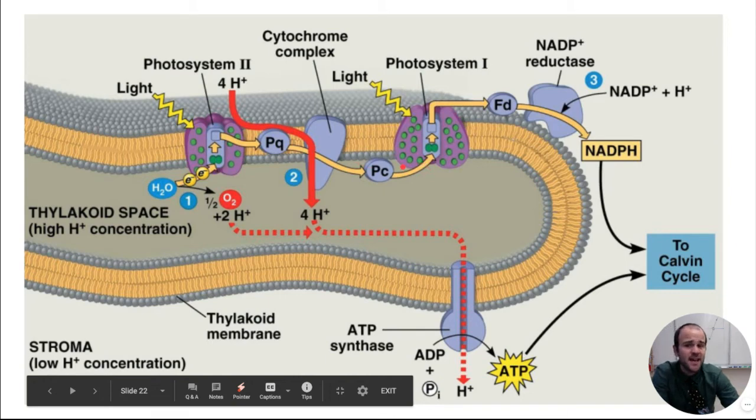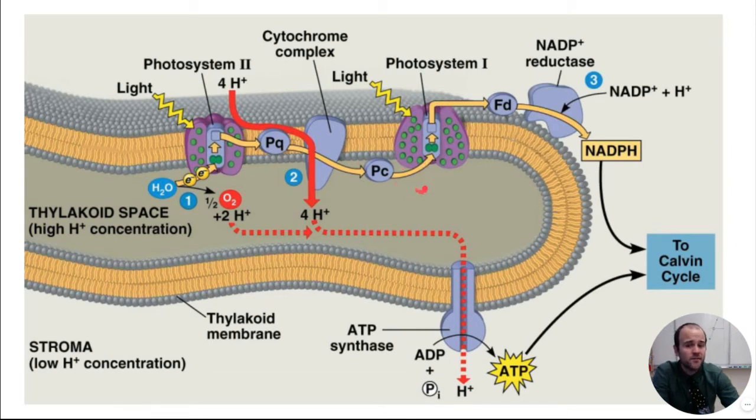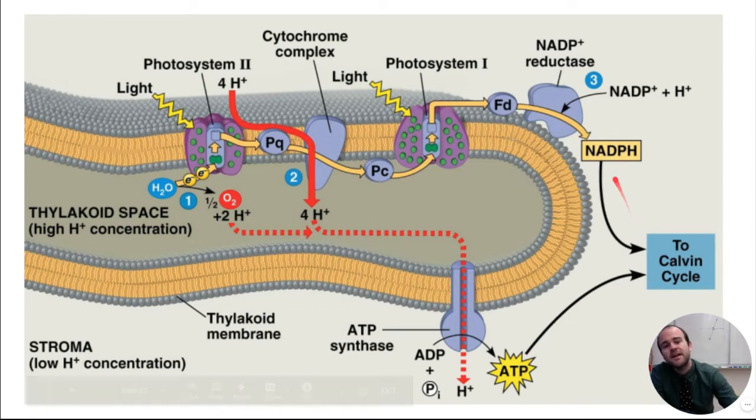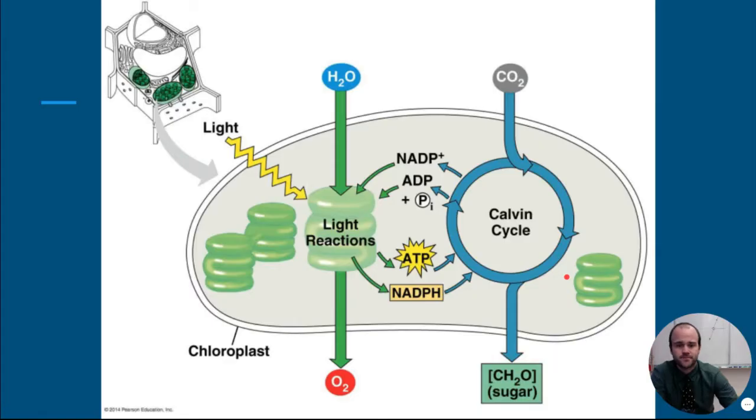The electrons at the end of the electron transport chain are going to get excited by light again in photosystem 1, and then we're going to reuse those high energy electrons to be accepted by NADP, our electron shuttle, and that's going to carry those over to the Calvin cycle. So we have ATP as a product of our light reactions going to the Calvin cycle, and NADPH going to the Calvin cycle. So now let's talk about our Calvin cycle.